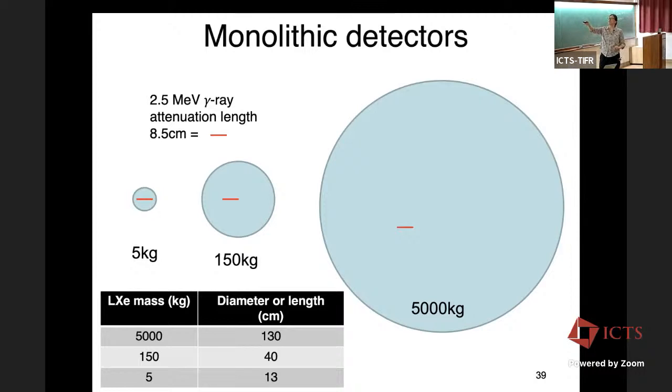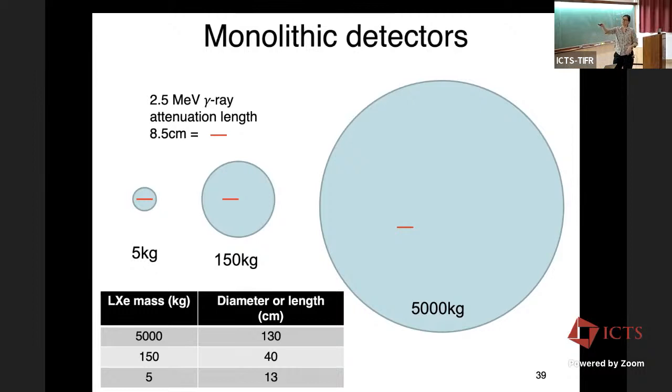So for a 5 kilogram detector, that's about where we're at the same interaction length as a gamma ray at our Q value, so 8.5 centimeters. And so here, we get no self-shielding at all, and probably this only interacts once in our detector. So we also have no ability to discriminate.